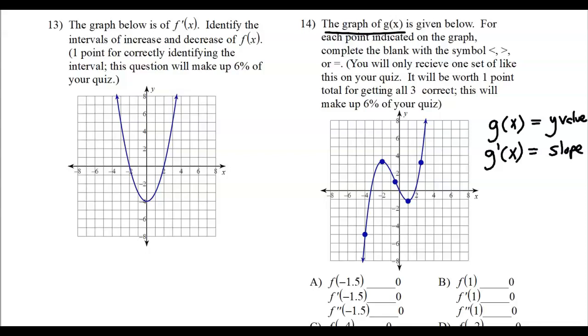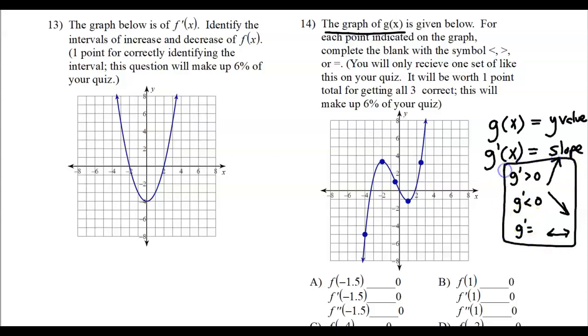Well, we know that if the original graph g is going in an upward direction, then that means that my derivative is greater than 0. If it's moving in a downward direction, that would mean that my derivative is less than 0. And if I have a flat tangent line, that's where my derivative would be equal to 0. Okay?